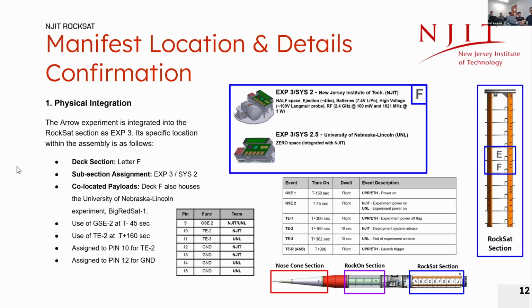As a manifest location and detail confirmation, the physical integration of our deck is letter F. Our subsection is assigned as experiment 3 in system 2. We're located on the deck plate F with Nebraska as well. And we're using the GSE 2 line at T-minus 45 and a timer event 2 line at T+160 seconds.